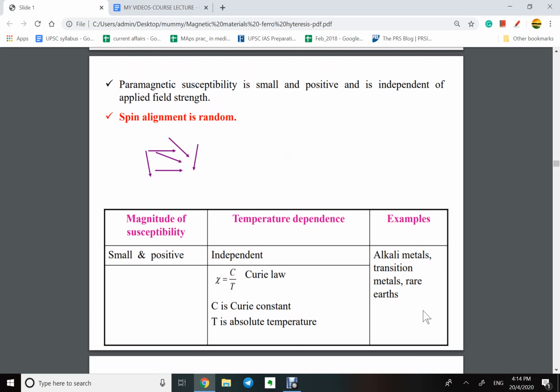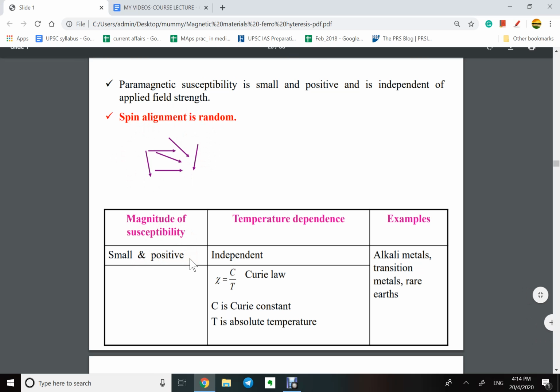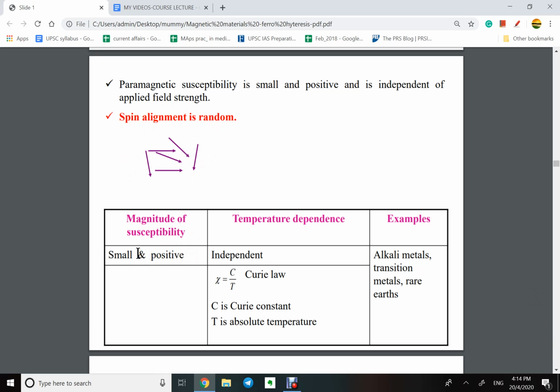Paramagnetic susceptibility is small and positive and is independent of applied field strength. Spin alignment, as I told you, is random. The magnitude of susceptibility is small and positive. So in diamagnetism it is small and negative. For paramagnetism, susceptibility is small and positive. Temperature dependence: independent of temperature. These are the examples.